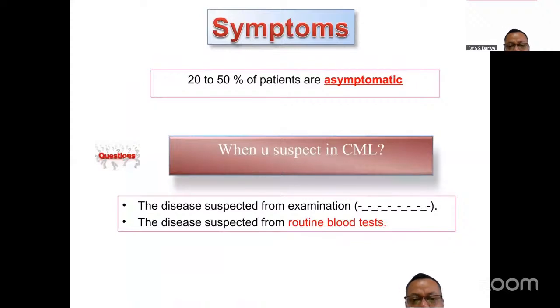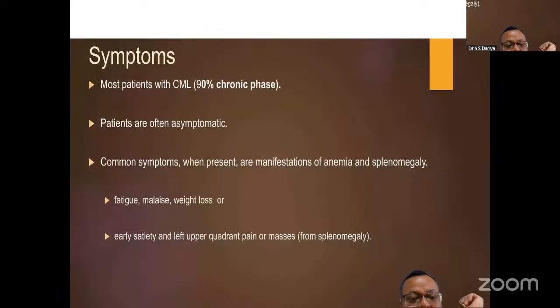After the pathophysiology, we come to the symptoms. This is almost asymptomatic in more than 50% of the population. So friends, when will you suspect that somebody has CML? Either from the disease suspected on examination or from a routine blood test. 90% present in the chronic phase. I told you there are three phases: the chronic phase, the accelerated phase, and the blast phase. Most patients come with symptoms of the chronic phase.